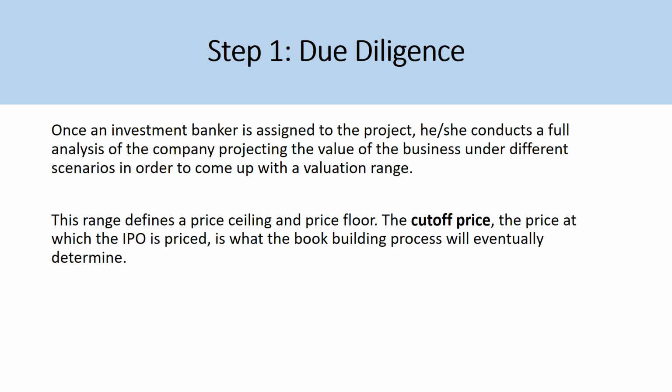And that range, they say, is between 10 to 15% of what the eventual cutoff price will be. That should be the range. Once they determine that and set this range, which defines a price ceiling and a price floor, the cutoff price, the price at which the IPO is priced, is what the book building process will eventually determine. So they take that range and go on the roadshow and source that interest.